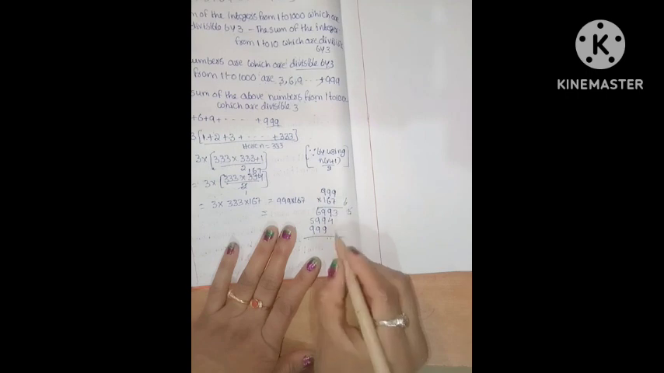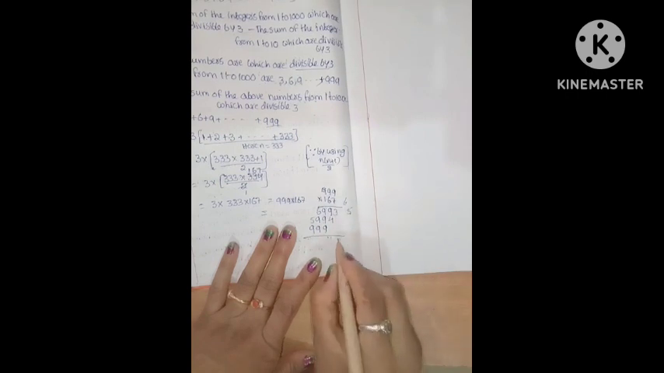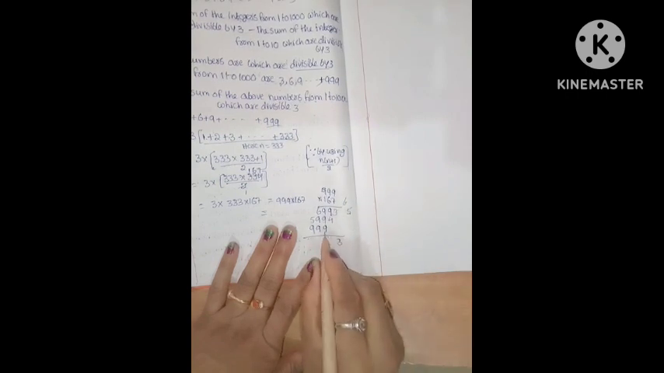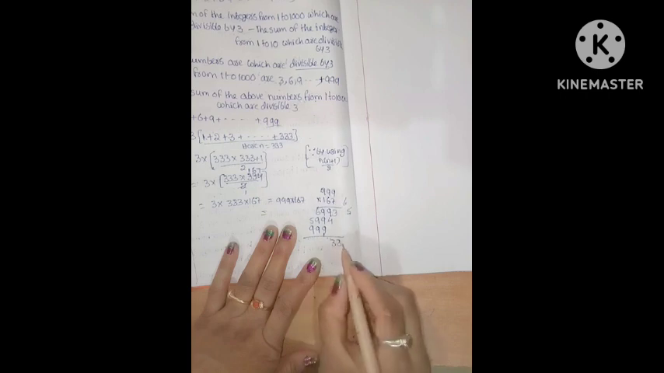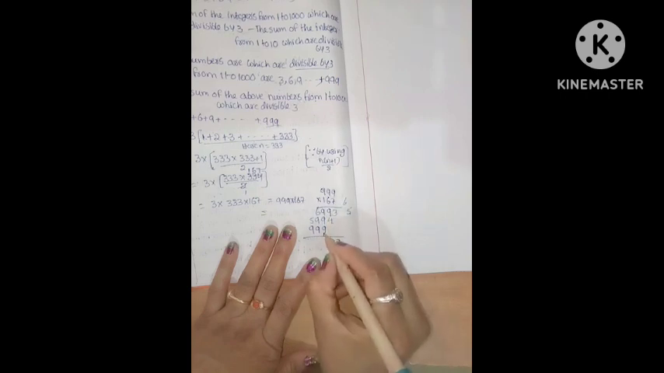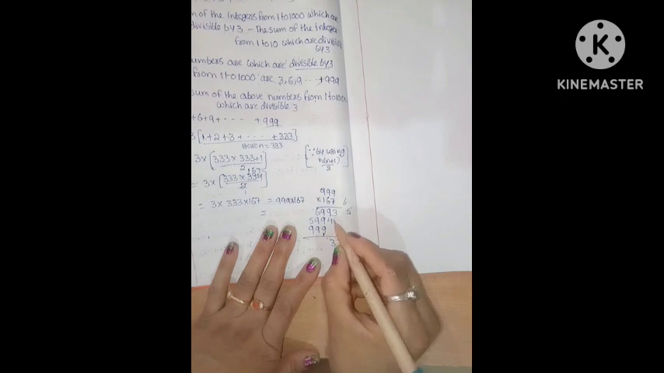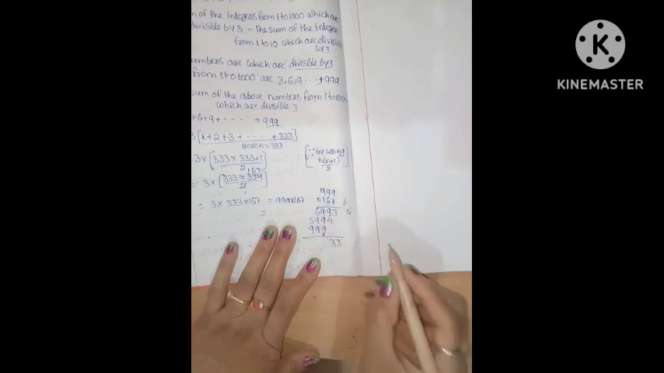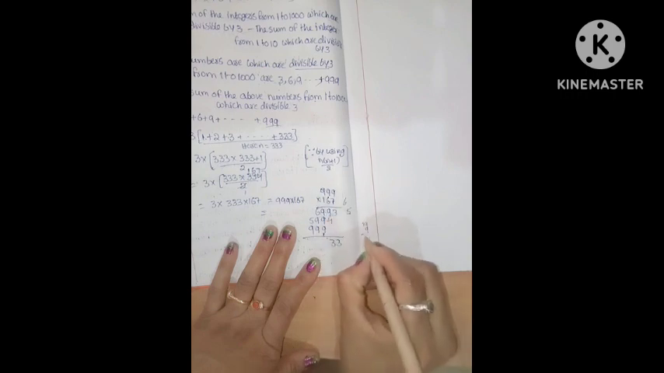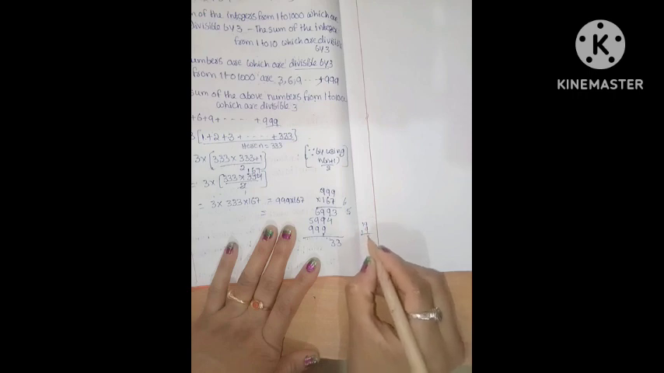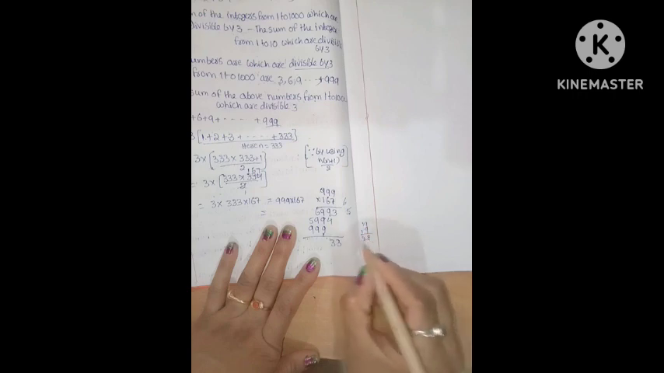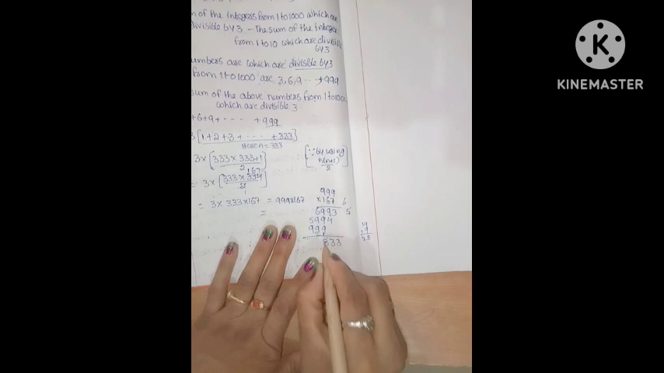So the sum of these are all three terms only. 3 9s plus 4 is 13. 1 plus 9 is 10. 10 plus 9 is 19. 19 plus 9 is 28.